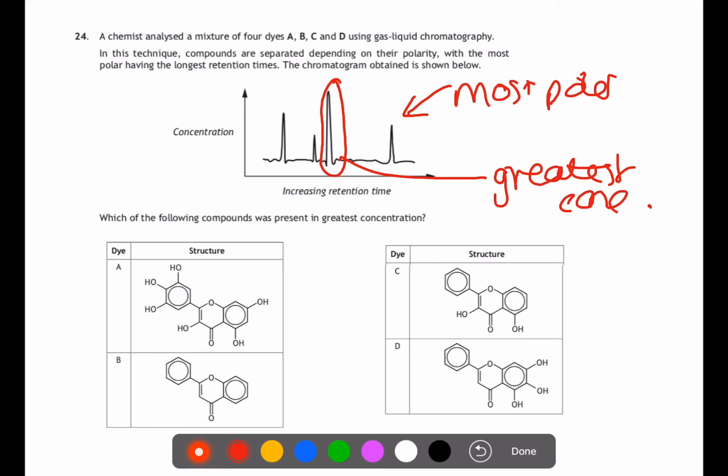So now we need to look at each of the molecules. So for A, we have 1, 2, 3, 4, 5, 6, 7 polar groups on A. We have 1 on B. We have 1, 2, 3 on C, and 1, 2, 3, 4 on D. This means that A is the most polar and therefore has the longest retention time. D is the second most polar. It is also the one with the greatest concentration.